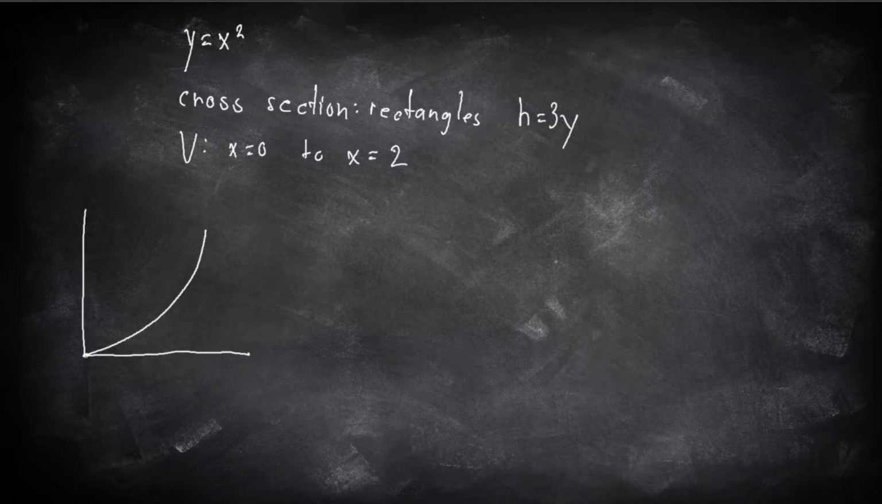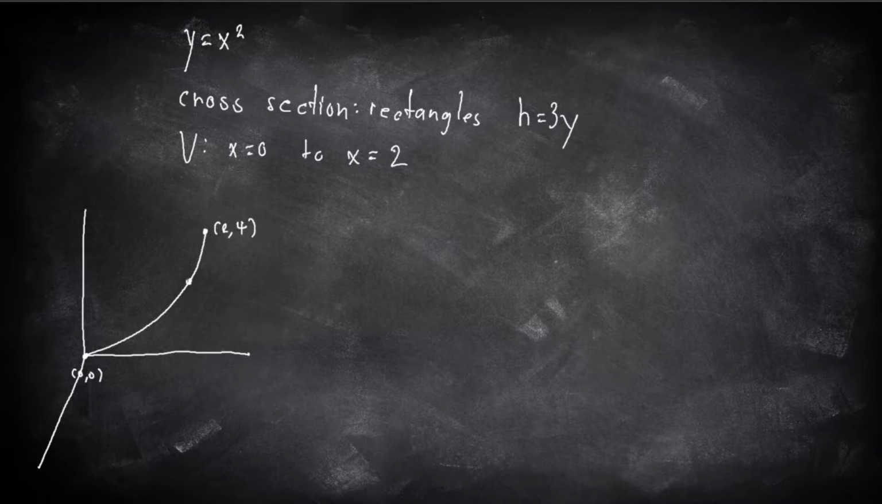Okay, so let's say this is 0. Plug in 0, it's 0. And we stop at 2. Plug in 2: 2 squared is 4. Now we have a third variable, h, so that's basically our z-axis, and they're made out of cross sections where the height is 3 times your y value.